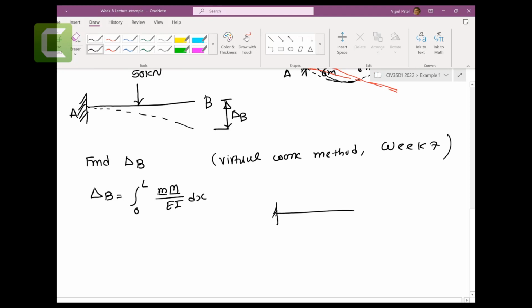Capital M we're going to find. Let's say this is 50 kilonewtons. This is A, this is B, 6 meters, 6 meters. Let's make 2 cuts, cut number 1 and cut number 2. Let's make cut number 1 from here to here.